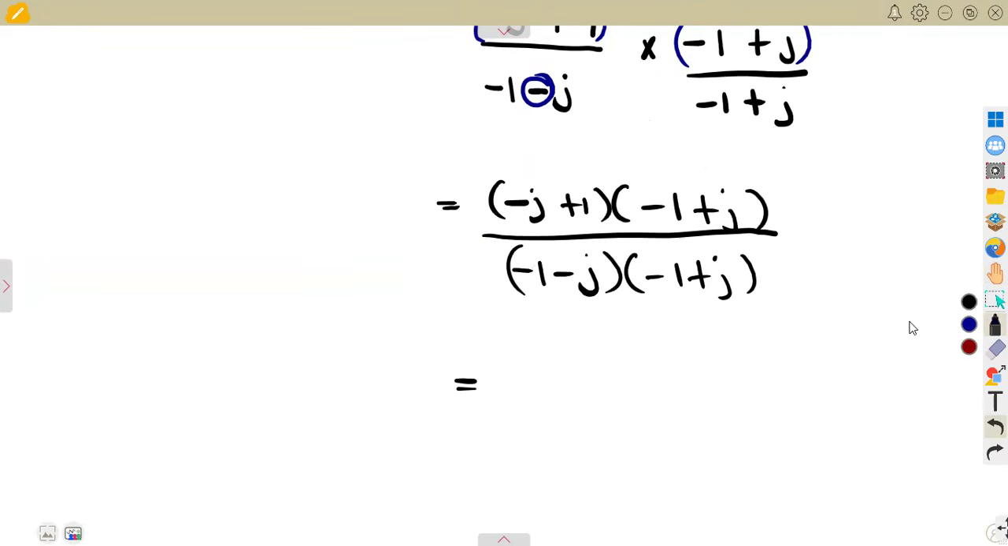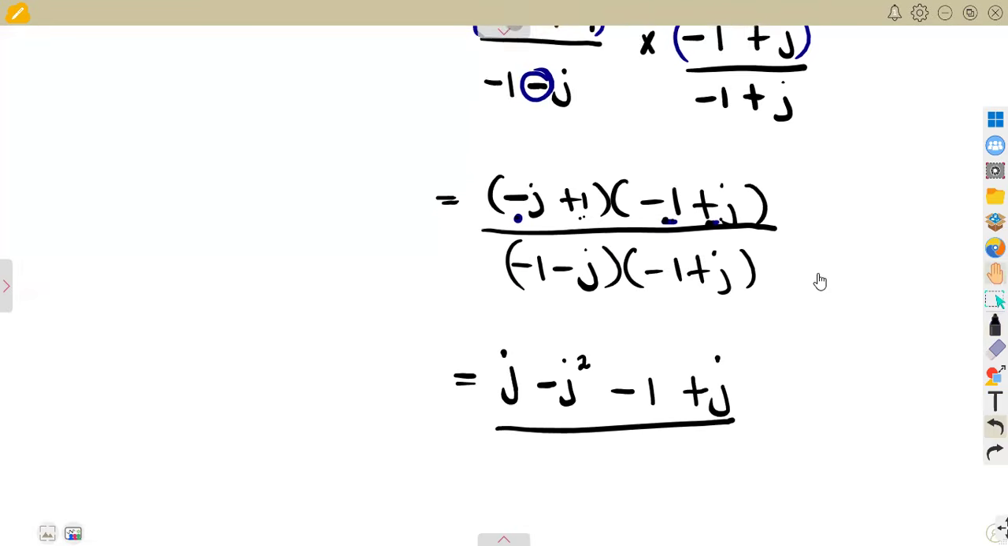You can expand your brackets. Minus j is to multiply everything in the second bracket. So that's minus j times minus 1, minus, that's a positive j. Minus j times a positive j, so it will be minus j squared. We are done with the minus j. Moving on to the positive 1, it multiplies everything. Positive 1 times minus 1, that's minus 1. Positive 1 times j, that's a positive j.